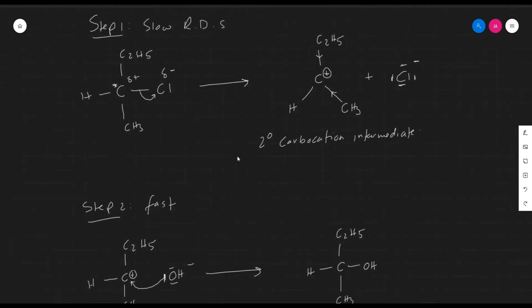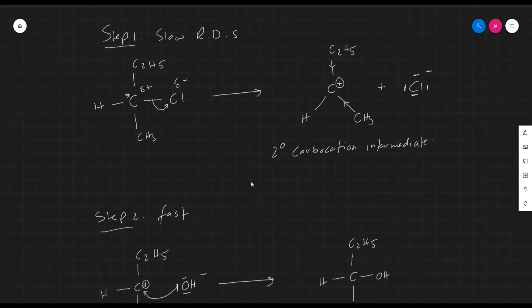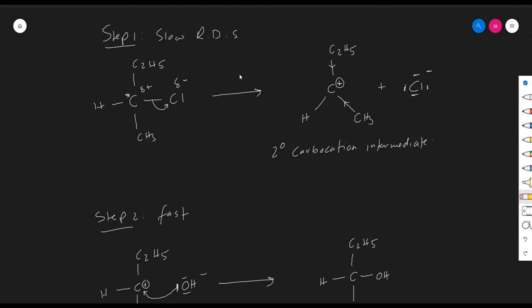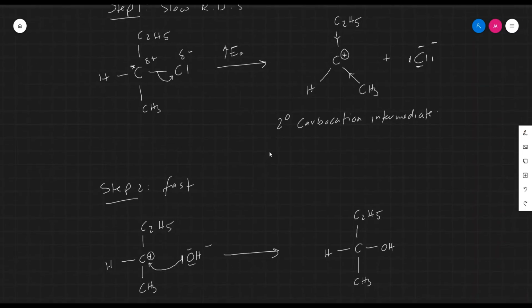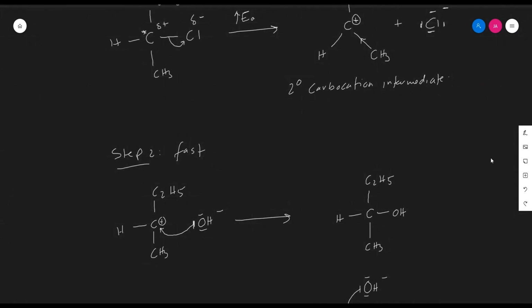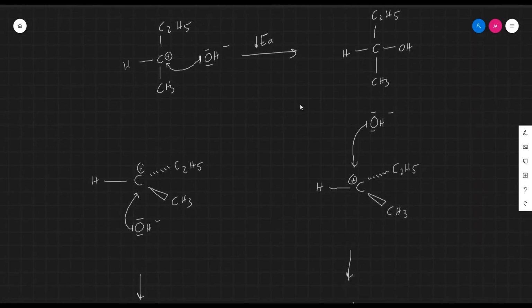The second step involves the attack, which is the fast step. The first step is the rate determining step because it has high activation energy, which is required to form the somewhat unstable carbocation intermediate, followed in step two by the fast step, which forms a stable molecule that has lower activation energy, and thus this is the fast step. The hydroxide nucleophile donates a pair of electrons to the carbon atom with a formally positive charge, forming butan-2-ol. In this mechanism, on the other hand, this carbocation intermediate has a trigonal planar geometry as displayed here.